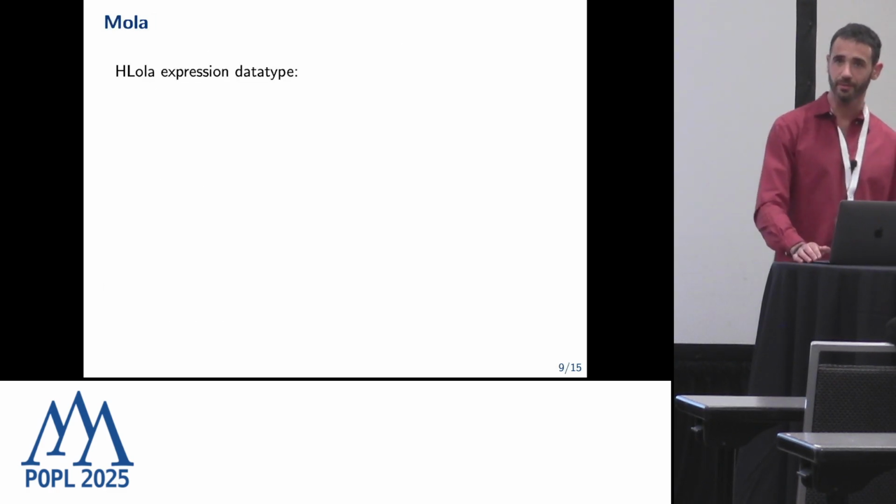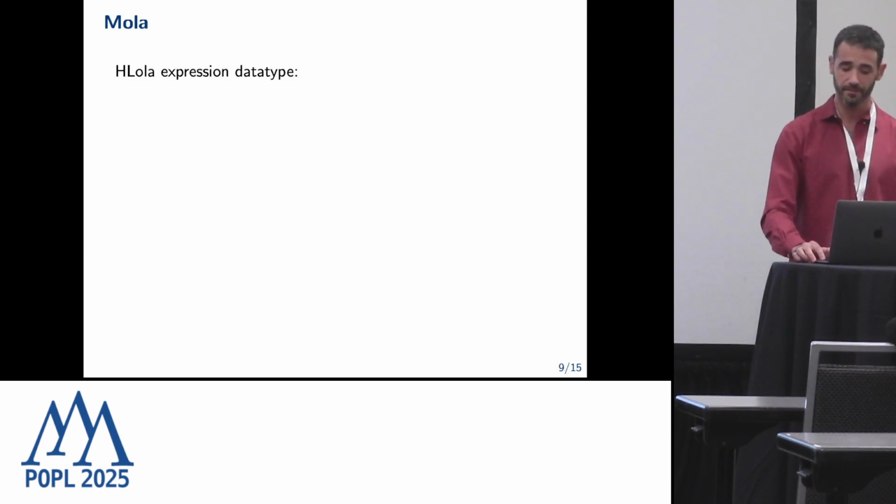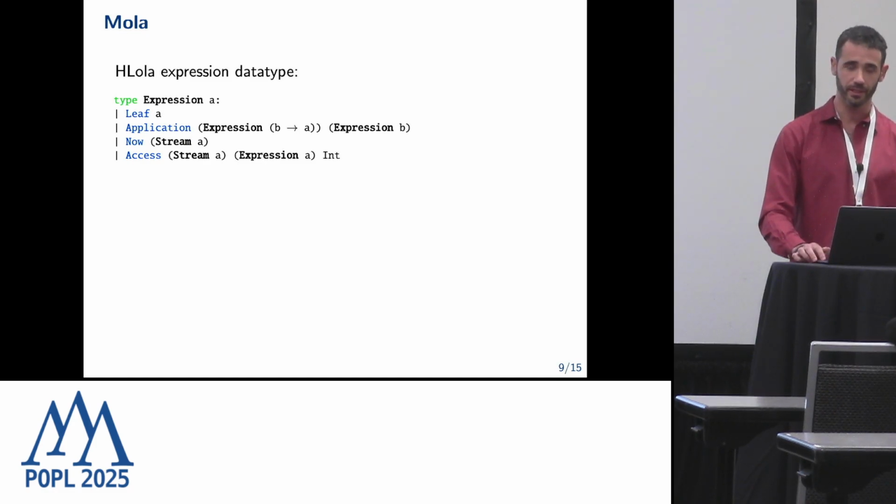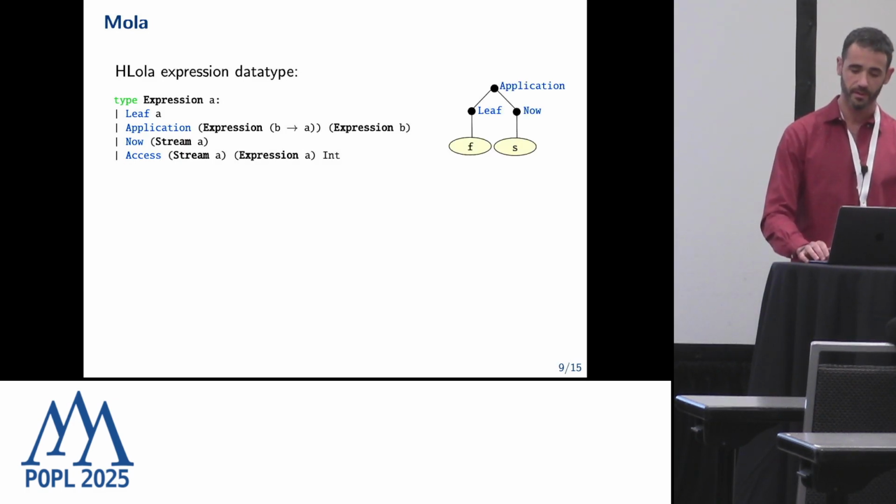MOLA is built obviously on top of HLOLA, and in HLOLA we have defined a data type for the LOLA expressions, which is pretty simple. An expression can be either an element of the theory, or the application of an expression to another expression, or a stream access. And we can think of a LOLA expression as a tree in that data type.